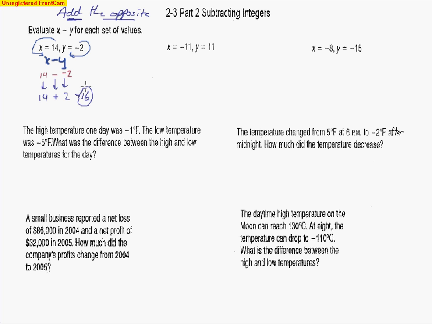so we end up with 16 as the answer. Over here we're going to take that negative 11, put that in place of x, put the positive 11 in place of y. So let's go ahead and rewrite our expression. Negative 11 minus 11. Again, we're going to keep that first number the same, negative 11. We're going to change subtraction to addition. The next number, the 11, is going to change to negative 11. And so now we have the same sign, just like we had over here.